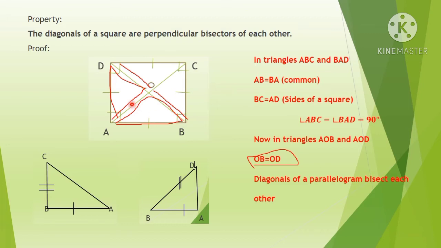ABC. So these are the two triangles. In this, what is a common side? AB. AB is a common side, right? Which is the same for both the triangles. So we can say AB is equal to BA.